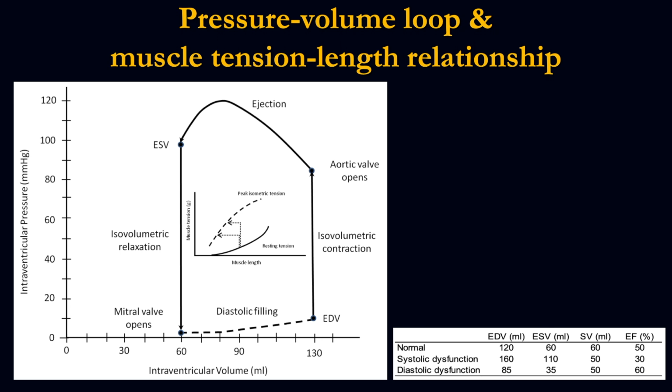Once contraction ends, that volume that's left in the heart is what we refer to as end systolic volume. In this example, we're saying that the volume left inside the heart is 60 milliliters. During diastole, we have isovolumetric relaxation. So you can see that the intraventricular pressure now decreases back down to almost near zero so that we can start the process all over again.